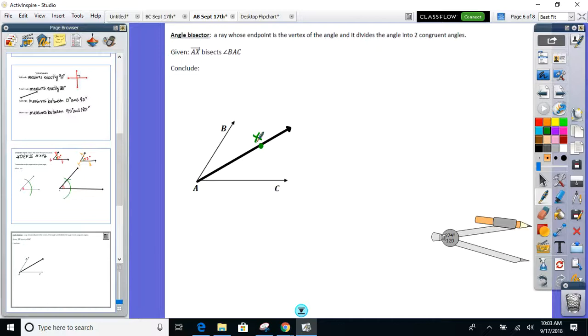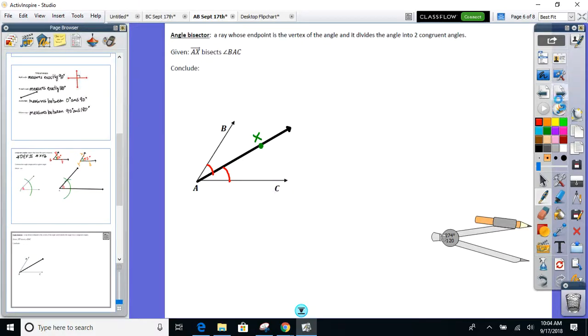Are there markings you can put on your diagram? Are there two angles in that diagram that are the same measure now? Name the angles so I can put arc marks on them. BAX and, okay. Cuts the angle in half.